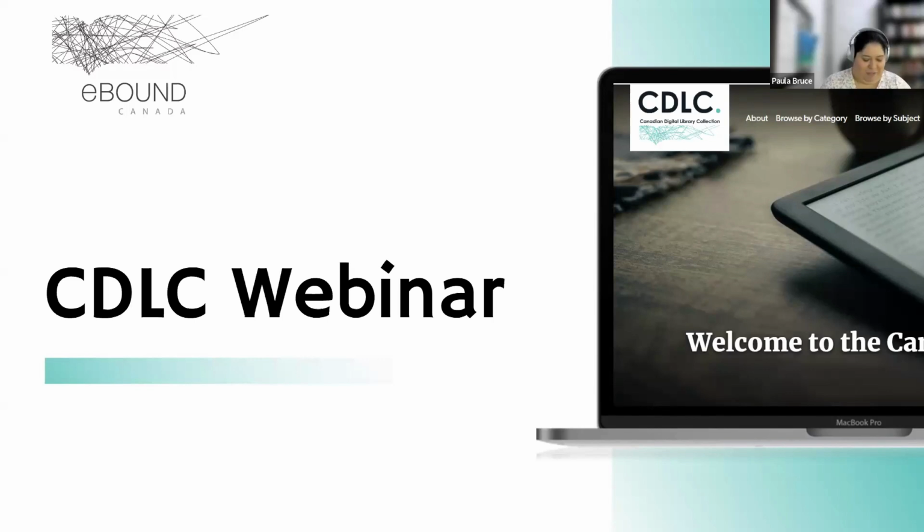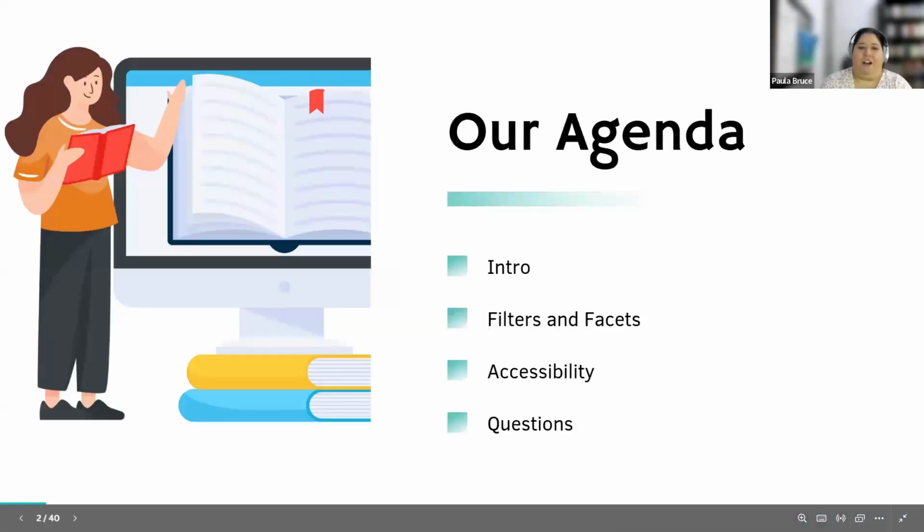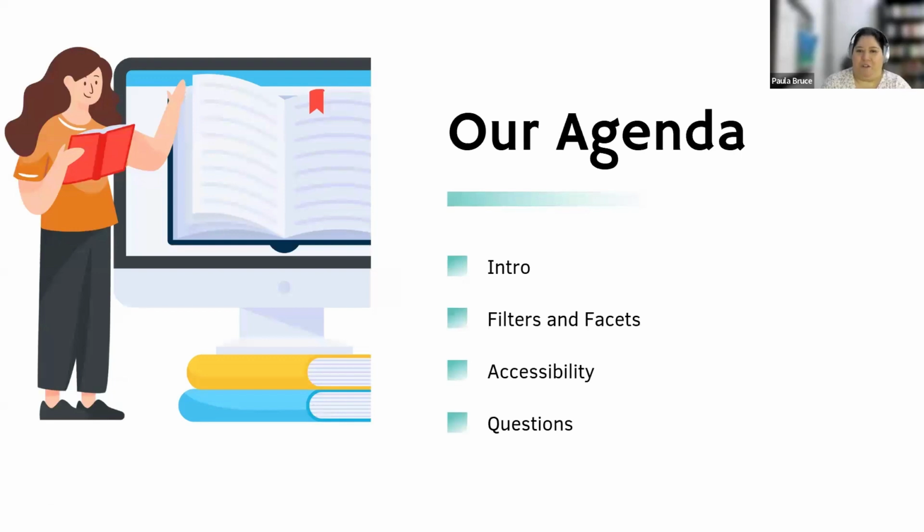All right, let's begin. On our agenda for today's webinar, first, we'll go through what the CDLC is and our goal with this project. Then we will go into the new filters and facets for the CDLC and how to ensure your titles appear in set categories. We'll get into accessibility to ensure your accessible titles are discoverable on the platform. And finally, we'll have a question period. Don't worry if we run out of time for all your questions, because we will be hosting workshops where we can get into the nitty-gritty.